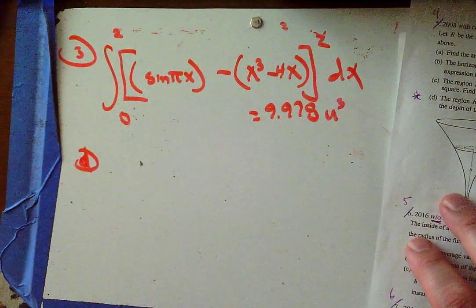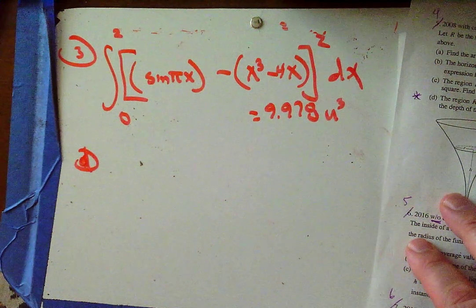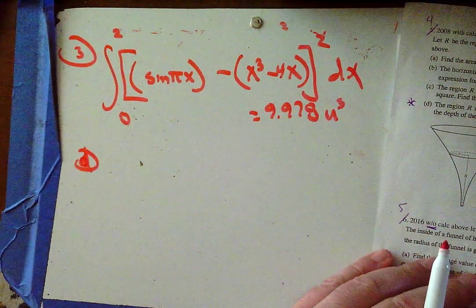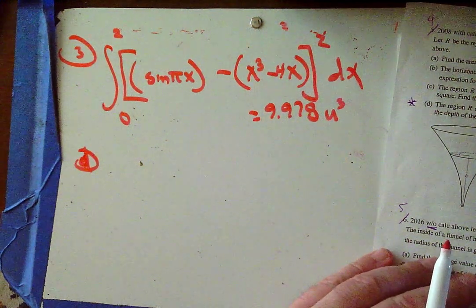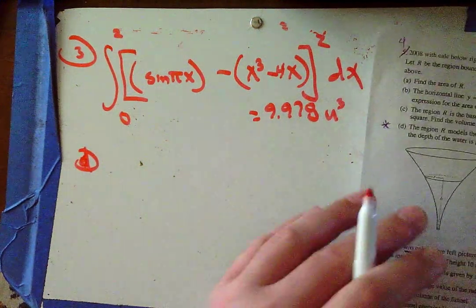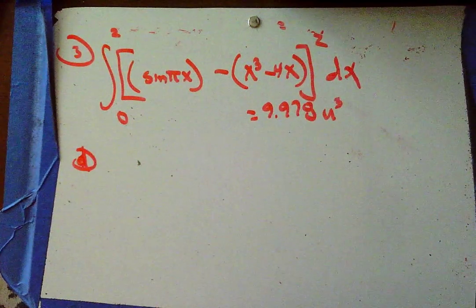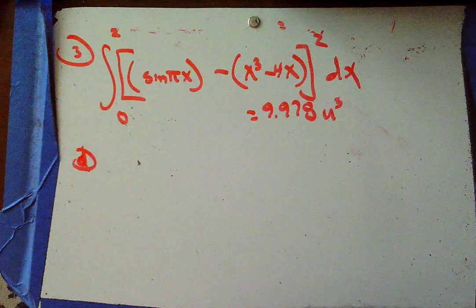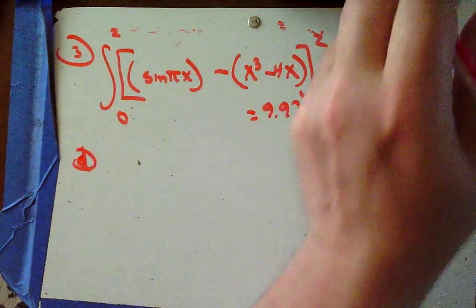All the points in R at a distance x. So if I go over x, I get a distance across the pond. And while the depth of the water is given by h, find the volume of the water in the pond.